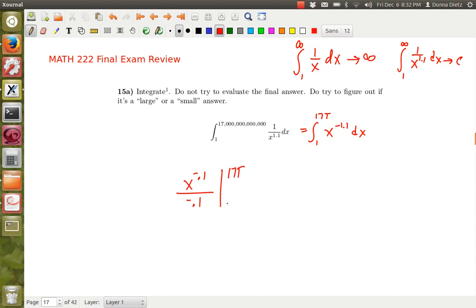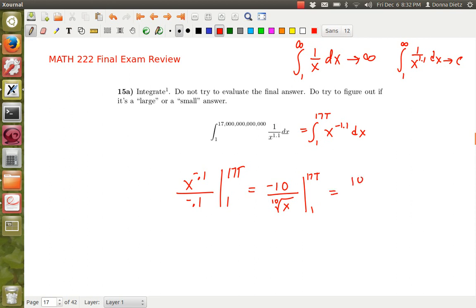Okay, what does that mean? Well, let's figure that out. This denominator here is minus 1/10, but it's in the denominator, so it's really minus 10. And that x is also in the denominator, so it's kind of like the 10th root of x. And you've got something big like 17 trillion, and you've got a 1 here, okay?